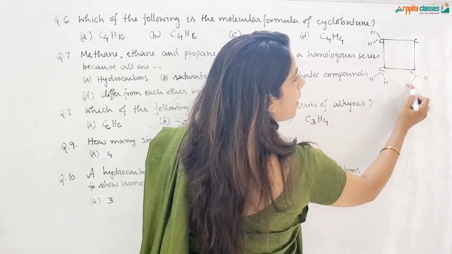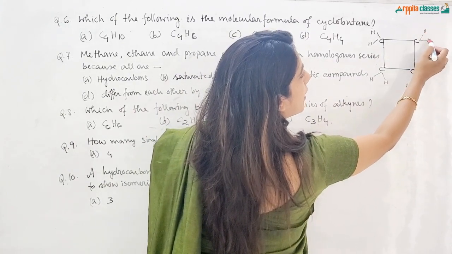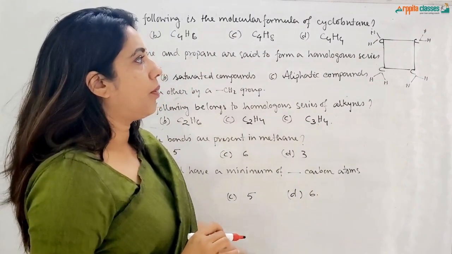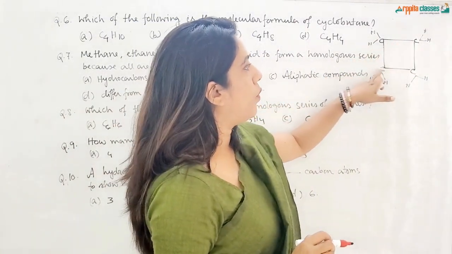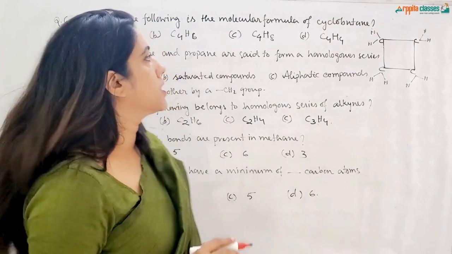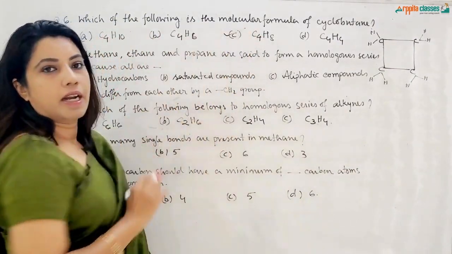These 2 will be occupied by hydrogen and these 2 will be occupied by hydrogen. So if you see, the molecular formula of cyclobutane should be C4H8. So it is C4H8. C is the right option.